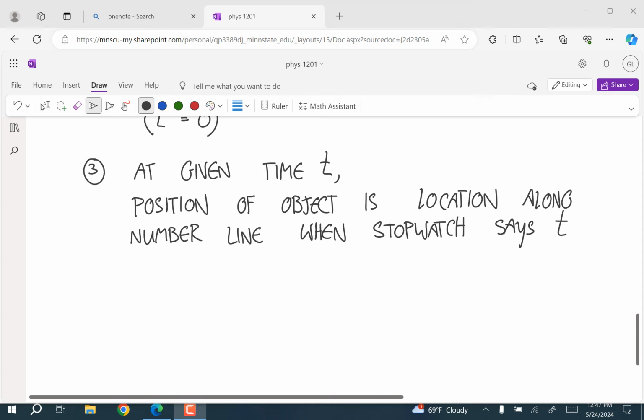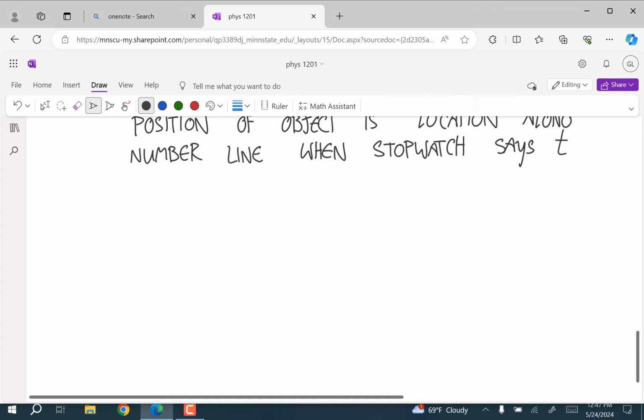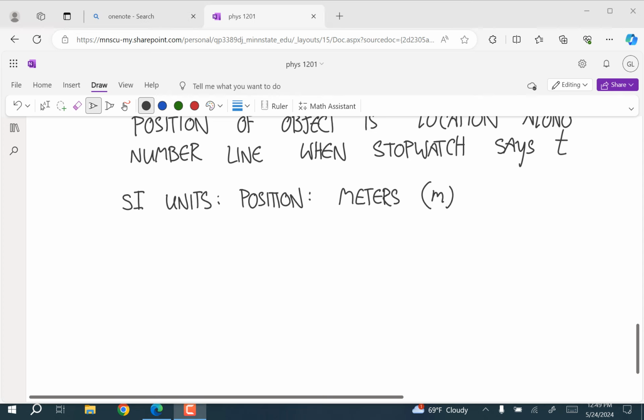Just like a ruler has units on it, you can get rulers that are in inches or millimeters or whatever. We're going to always measure position using units, and we're going to use the SI units. And the SI units for position are meters. And we'll represent that with a lowercase m. Okay, well, let's think about an example.